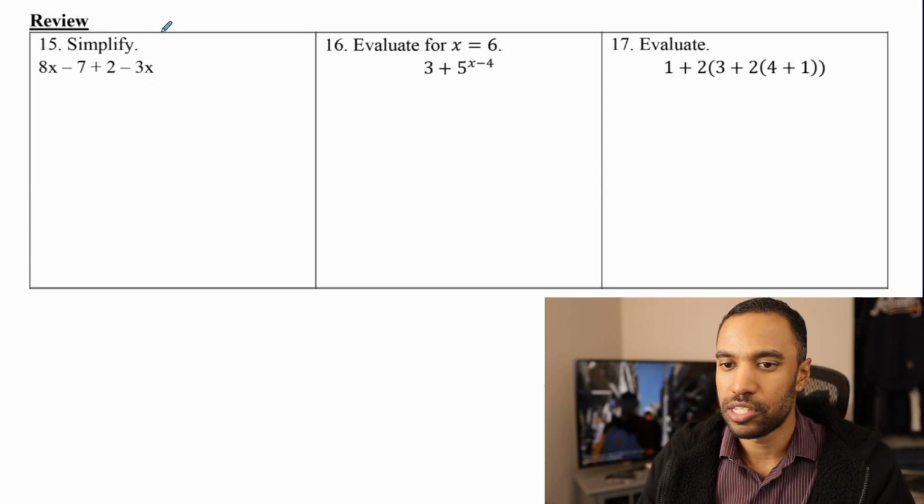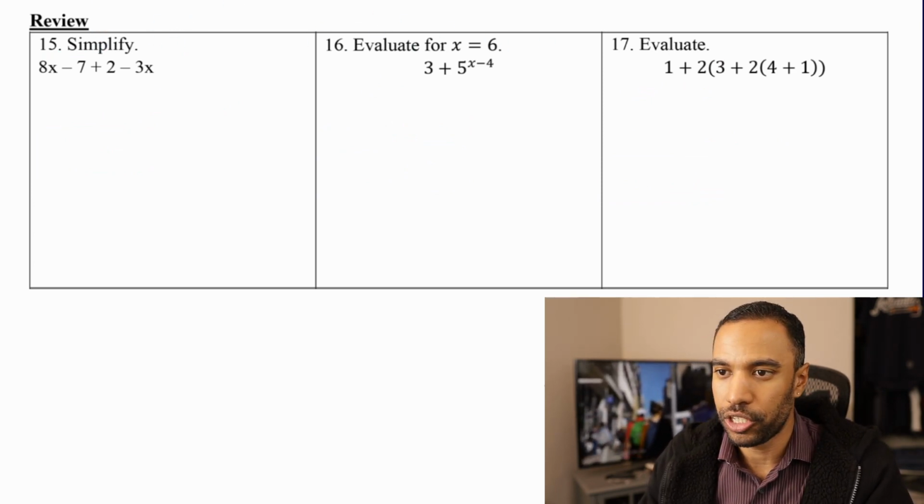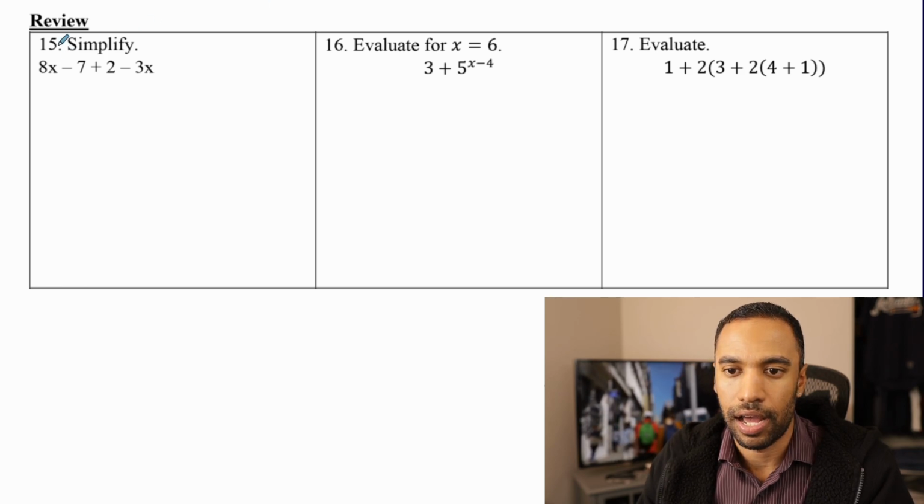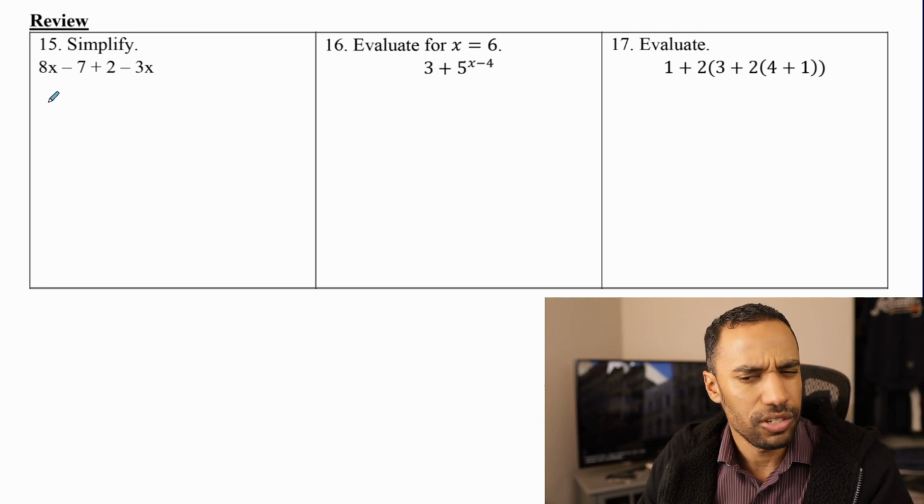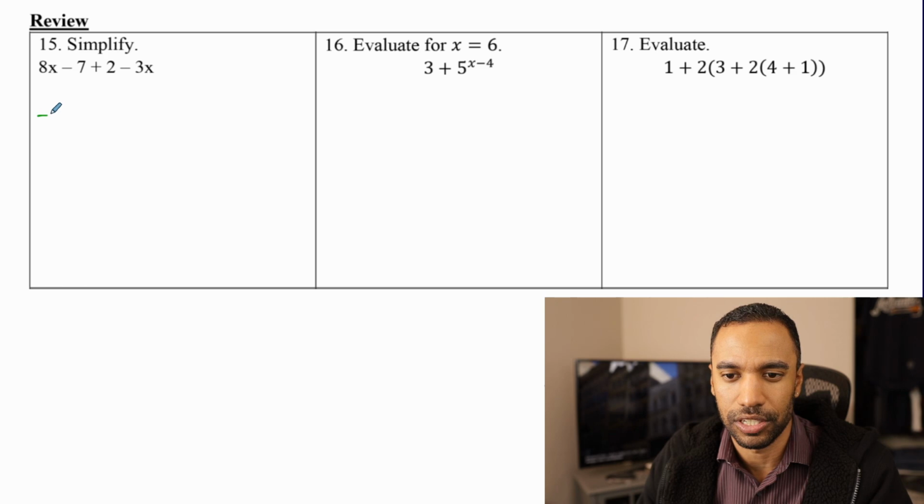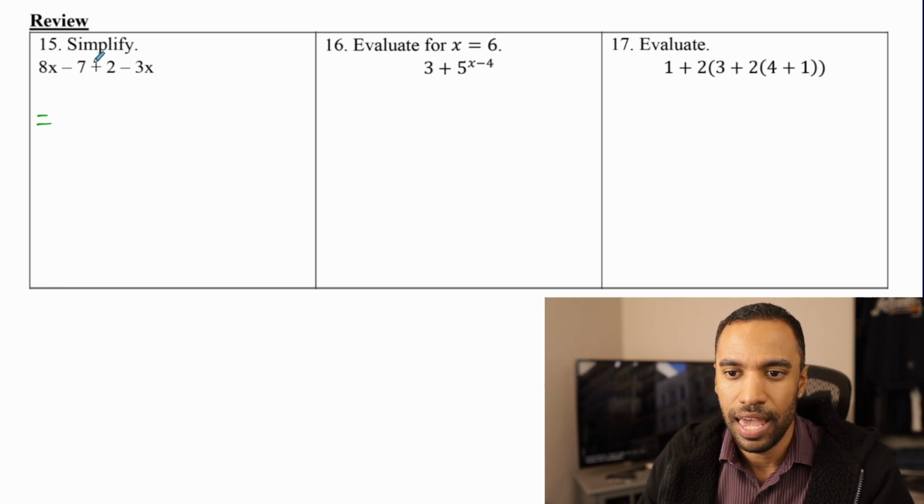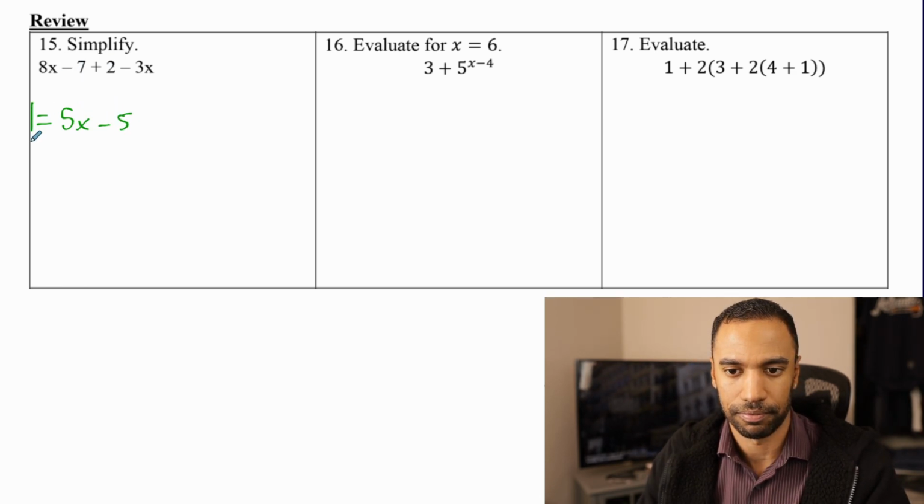All right, numbers 15, 16, 17. More simplification for number 15. So here we go. This is easier than the distribution, I guess, because we distributed to get problems like this. 8x minus 3x gives you 5x. Negative 7 plus 2 gives you negative 5. That's all.